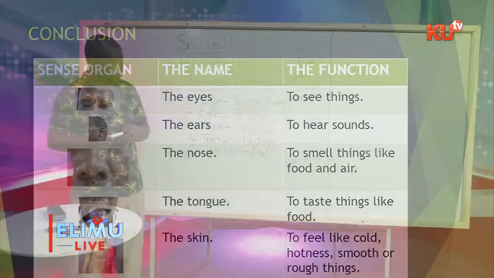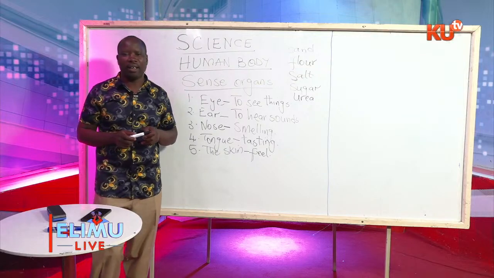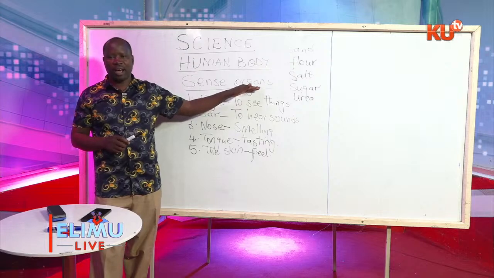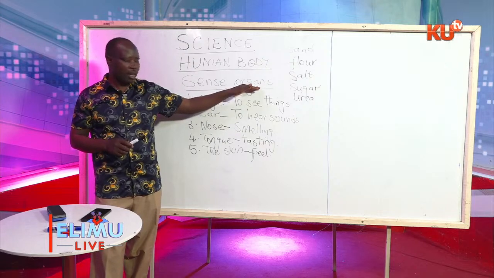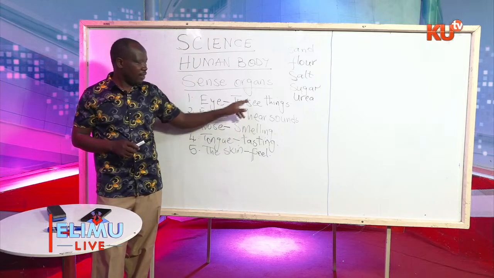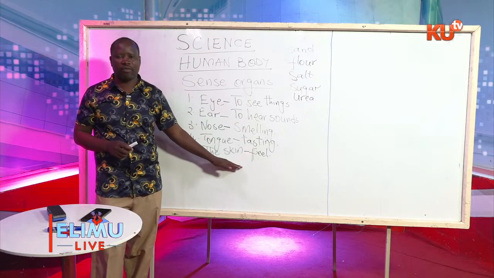So that brings us to the end of our lesson today. We have known our sense organs, what they are. They are parts of our body, how many they are. We've listed 5, and the function of each of them.